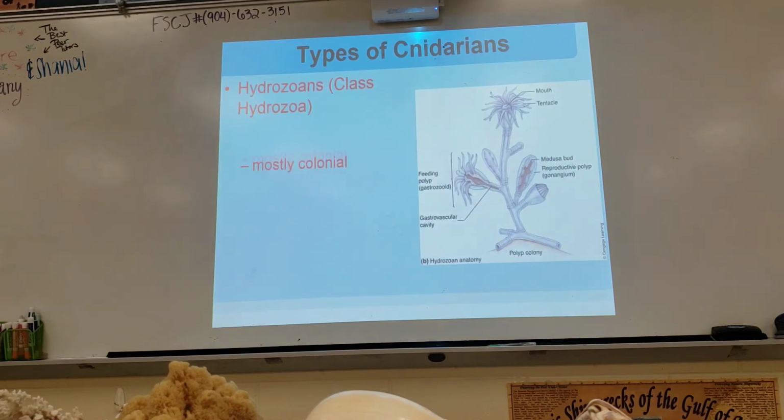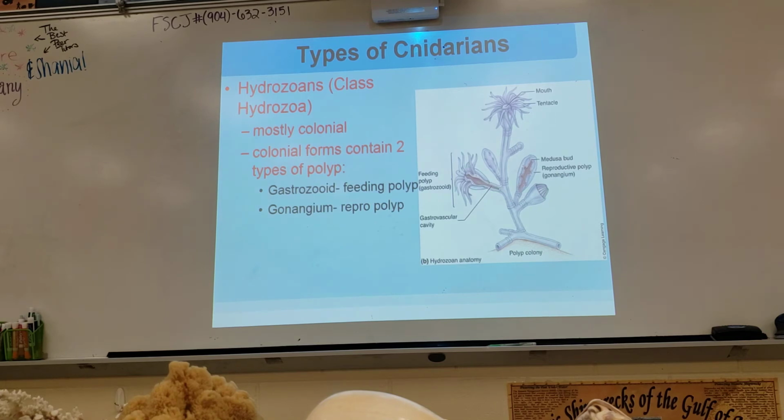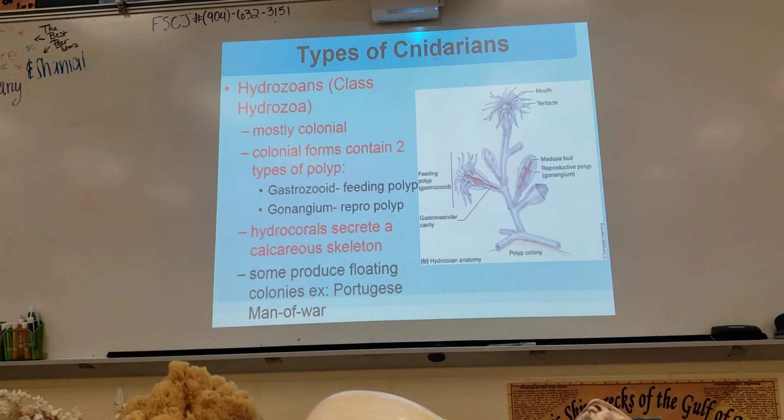Hydrozoans, class Hydrozoa, mostly colonial. Their colonial form contains two types of polyps, the feeding polyp and the reproductive polyp. Hydrocorals secrete a calcareous skeleton. Most will produce floating colonies. Portuguese man-o-war is an example of this. So Portuguese man-o-war belongs to the class Hydrozoa.